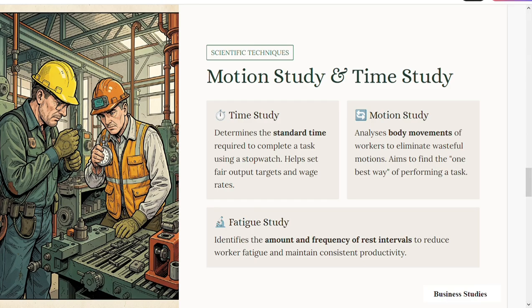Then come more scientific techniques, and that is related to the work. The first thing is time study. Time study means Mr. F.W. Taylor has suggested whatever work we are doing, we should study how much time a normal person takes. That is called standard time.